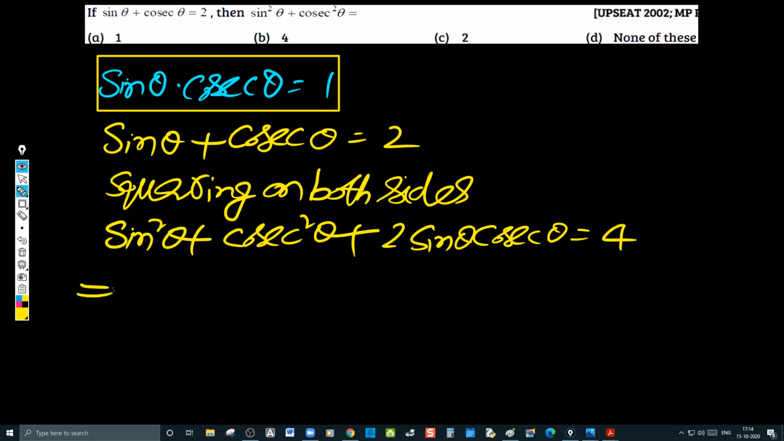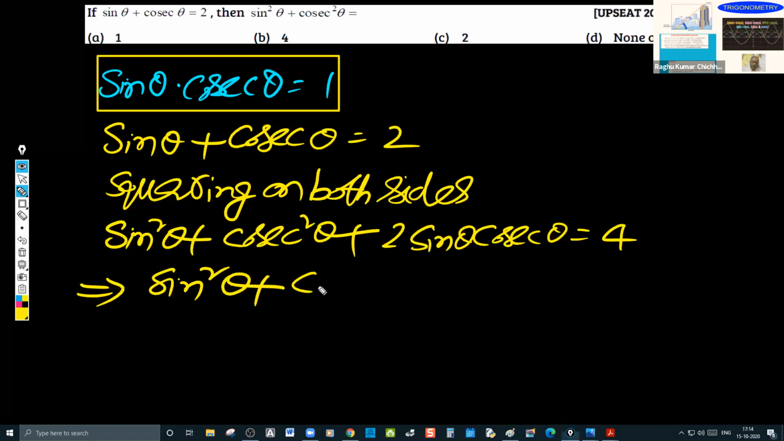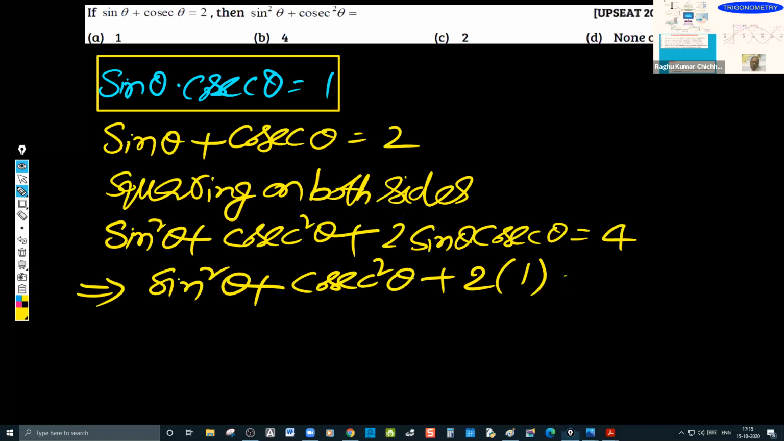So what is happening now? Sine square theta plus cosecant square theta. What is the basis for this question? Sine into cosecant is 1, and hence this will be eliminated with 2 into 1 is equal to 4. So what is the answer?